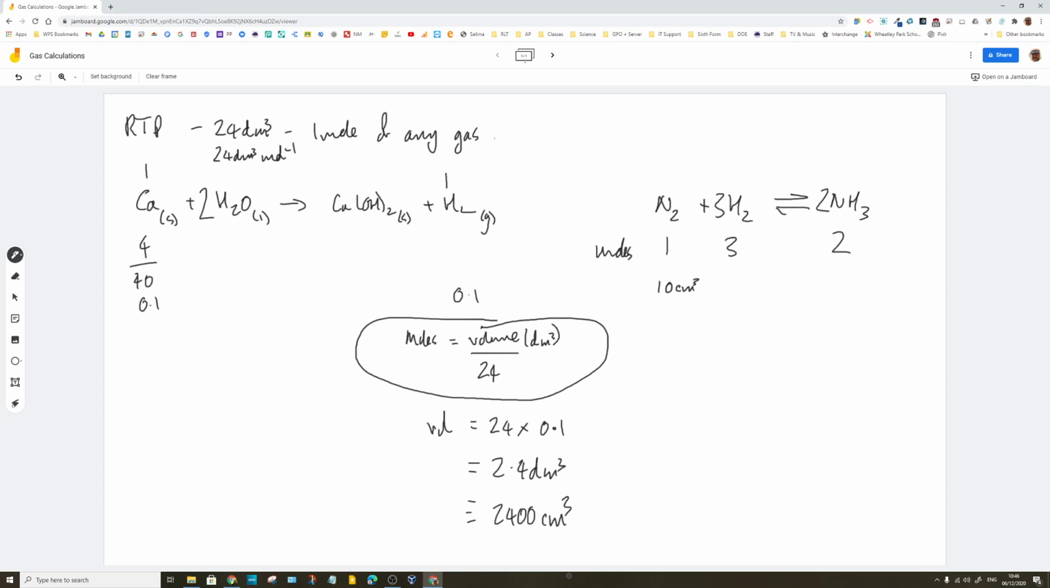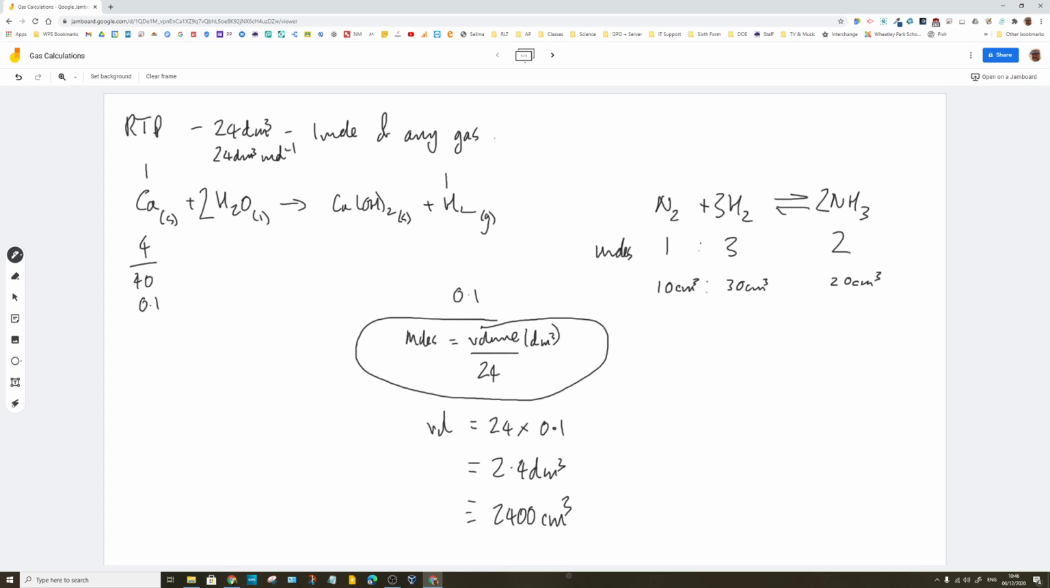So rather than having to work anything out here, I would just say that's going to react with 30 centimeters cubed, because the ratio in terms of volumes and moles is exactly the same. So he would make 20 centimeters cubed.